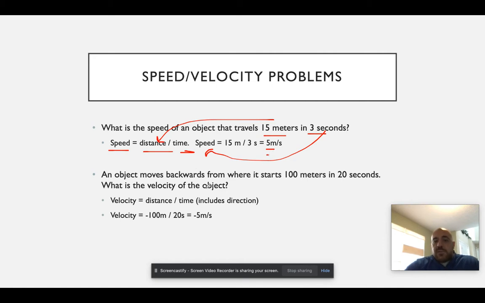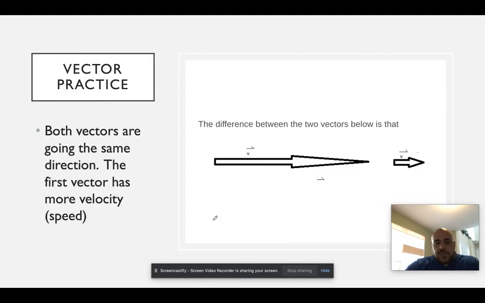What about this one? This is a little tougher because this is a velocity problem. An object moves backwards from where it starts, 100 meters, and it takes 20 seconds. Well, the formula is the same, but since it's velocity, we need a direction now. How do we know the direction? Backwards means negative. So this 100 is really negative since it's backwards. Now I plug it into the same formula: distance divided by time. Distance, negative 100. Time, 20 seconds. When you divide negative 100 by 20, your velocity would be negative 5 meters per second. In other words, you're going back 5 meters every second, backwards.